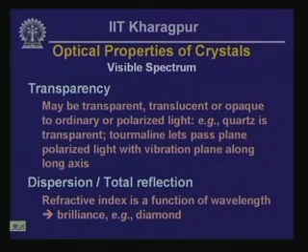The second optical property that we are going to consider, which is used very frequently in classifying minerals, is dispersion and total reflection. A refractive index is a function of wavelength, as you all know, and this gives rise to brilliance. An example of that is diamond.